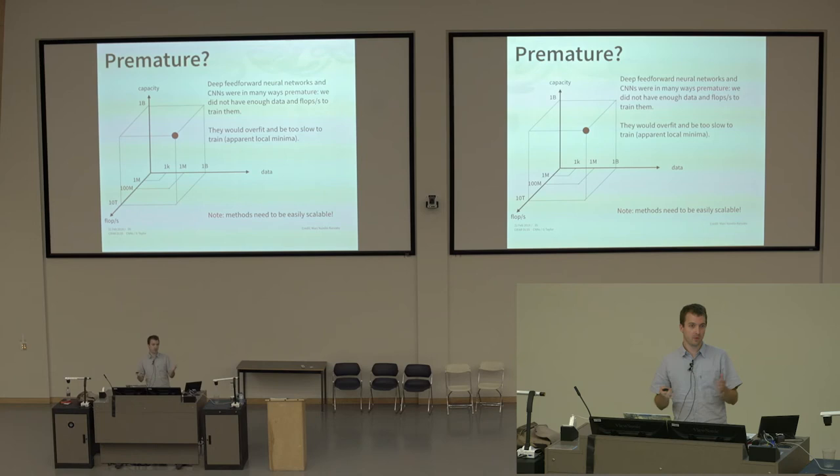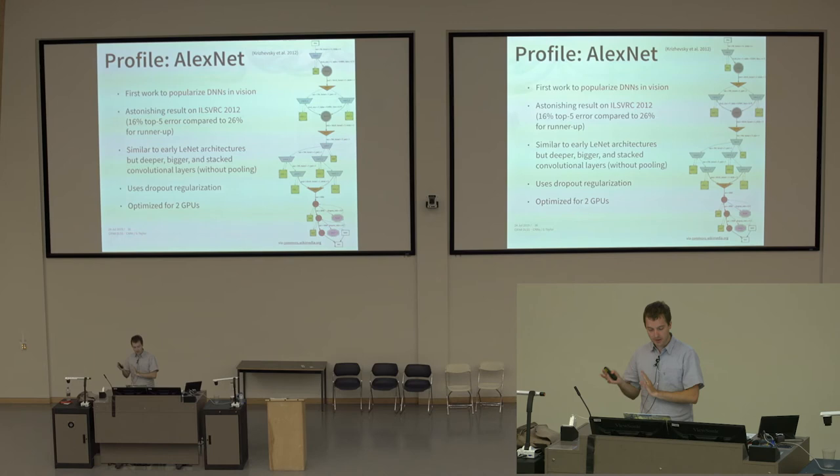All right, so now let's move on to these architectures that scaled up. I'm going to move chronologically. AlexNet is now famous for its astonishing performance in 2012 on the ILSVRC, where it beat the next runner-up by 10%. This was a big deal and particularly opened the eyes of a lot of computer vision researchers. It was similar in style to the early LeNet-style architectures that we saw earlier today, but it was deeper, it was bigger, and it used stacked convolutional layers that weren't interspersed with pooling. So it did a few things architecturally that were different.